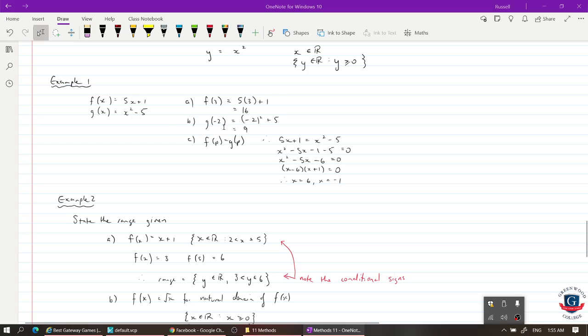For g of negative 2, substitute negative 2 into the g equation. Negative 2 squared is 4 plus 5 is 9. If we wanted to find out where f of p equals g of p, take f of x, put it here, put g of x, put it here, and it's asked us to substitute the p's in, which I suppose I haven't done at any point, so I should do that.